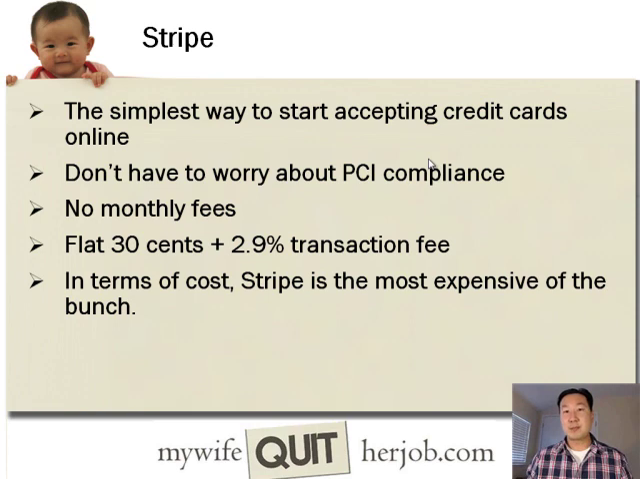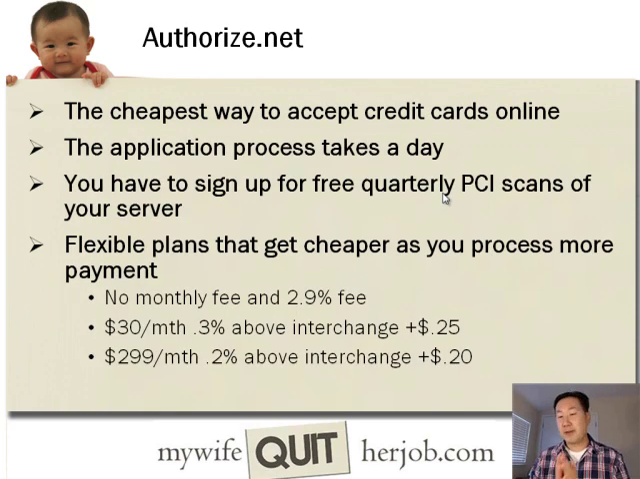Now, Stripe is much easier to get up and running and quicker to get up and running. But in terms of cost, Stripe is easily the most expensive of the bunch. And honestly, when it comes to credit card processing, you're only going to have to set it up once. So just because it's easy isn't necessarily a good reason to choose it. Now, the final option is Authorize.net, and it's incidentally the one I recommend that you use when you start your online store. It's the cheapest way to accept credit cards online.